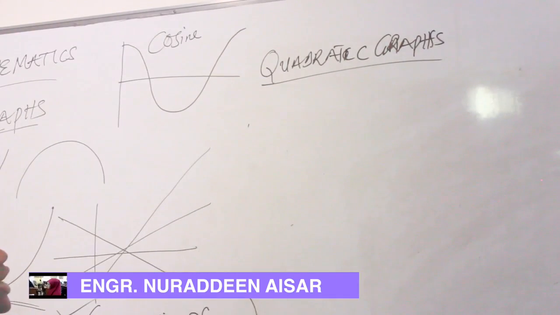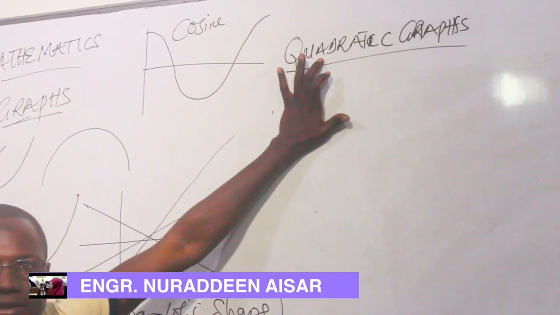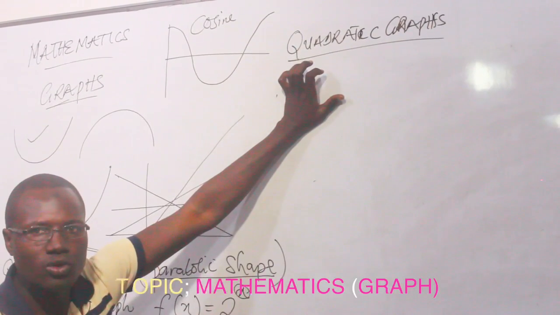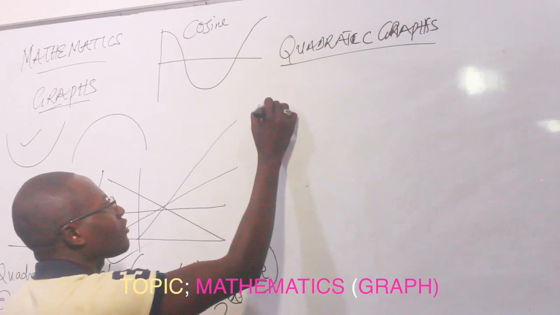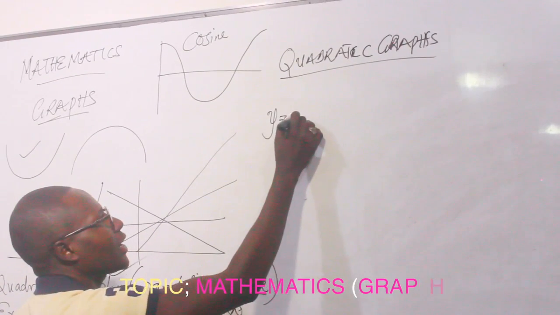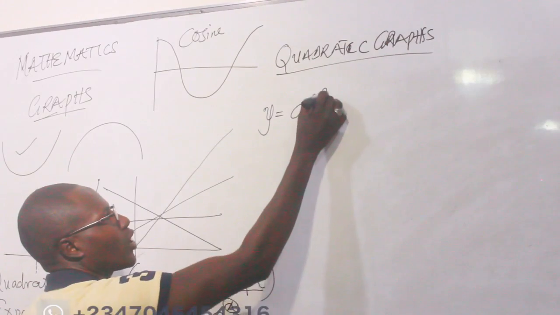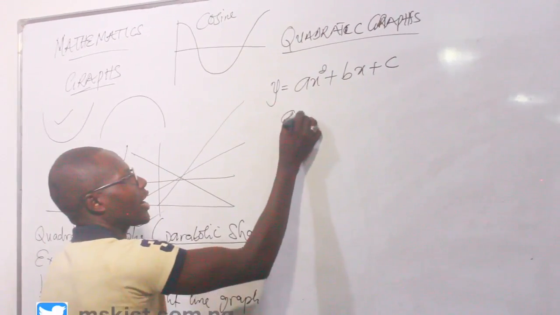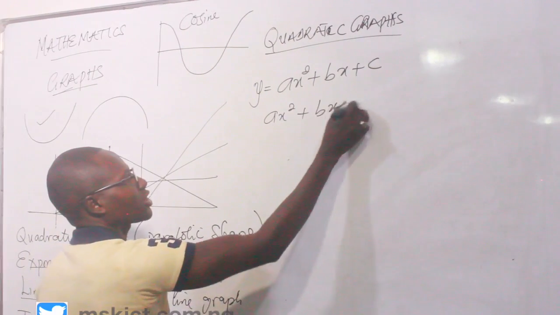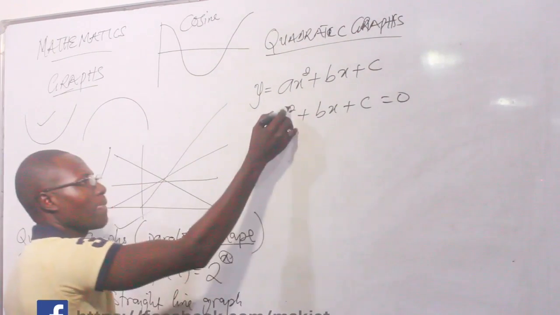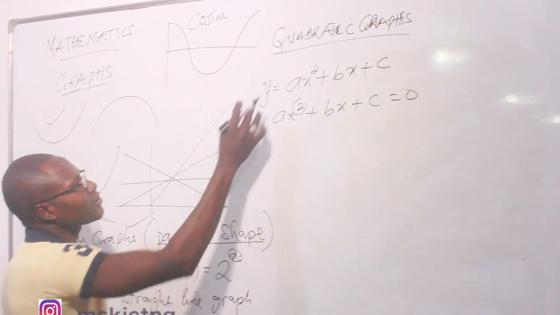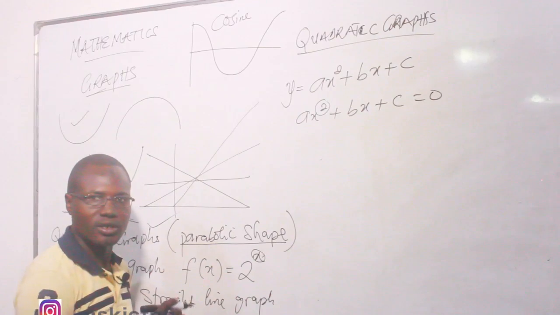Generally, we know that anything quadratic means an equation with a power of 2. That is why we have the general equation as y equals ax squared plus bx plus c, or ax squared plus bx plus c equals 0. These square terms entail the quadratic equation.